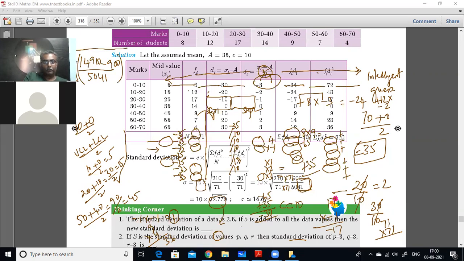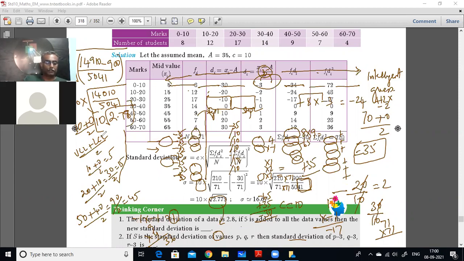So 14,910 minus 900, very easy, is 14,010, divided by 5041, the whole root, into 10. Now what you have to do? 14,010 divided by 5041 is 2.78. So 10 into root of 2.78.